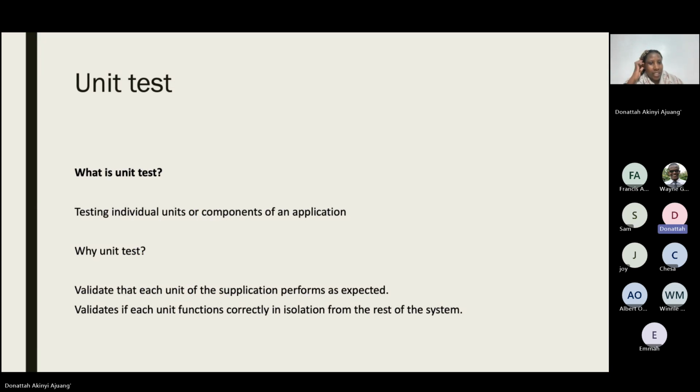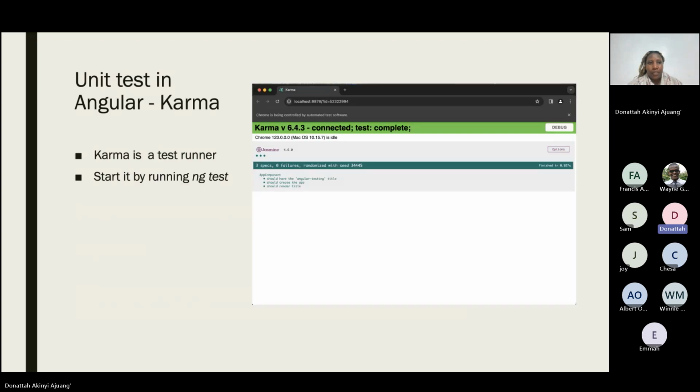So what are unit tests? I think most of you know. It's just testing the individual units and components of an application. And why do we need to do unit testing? Basically, it's just to make sure everything performs as expected, and it validates if, probably, the return type of the function is correct just before you integrate that function with the rest of the application.